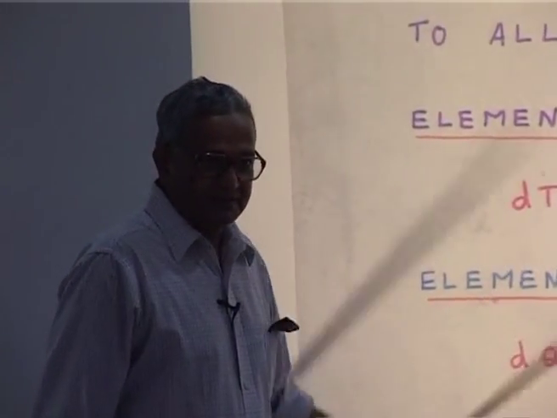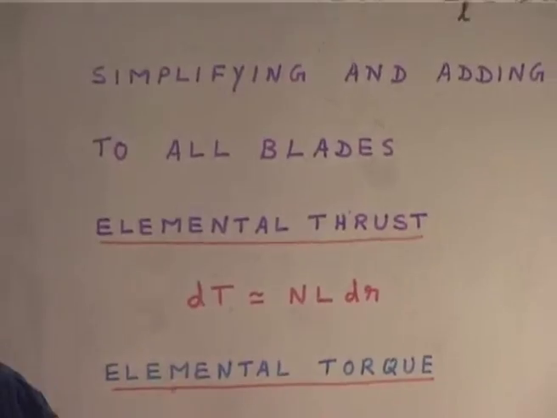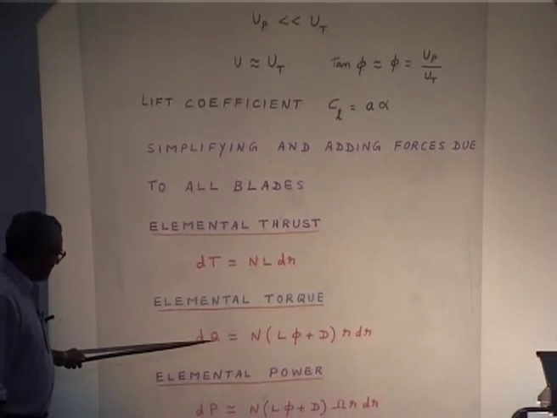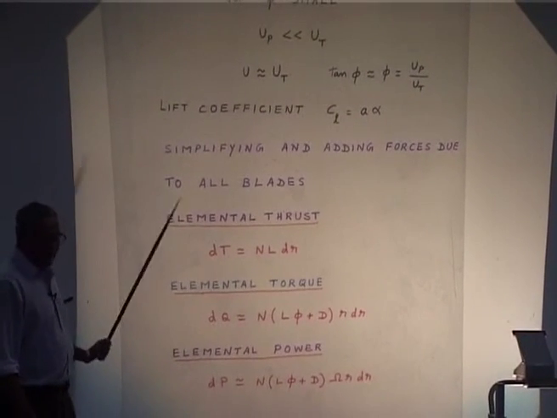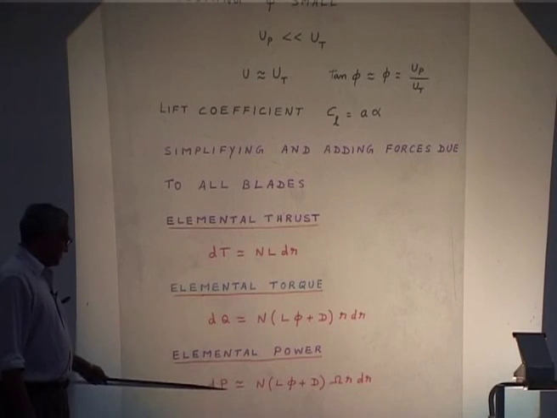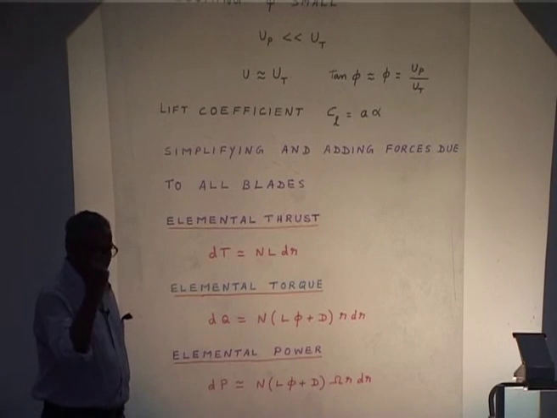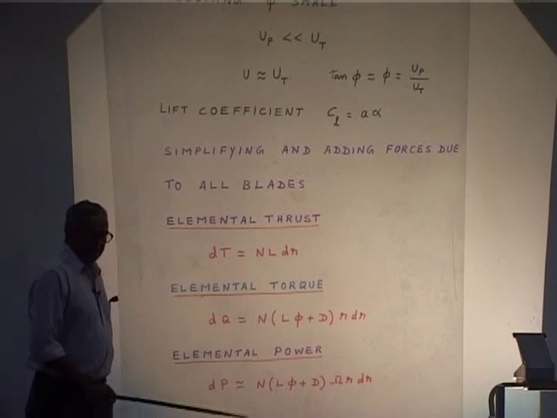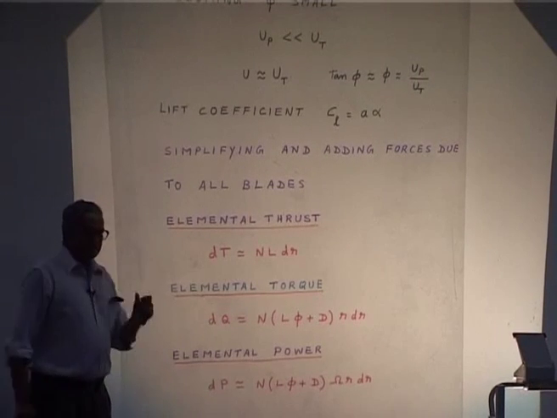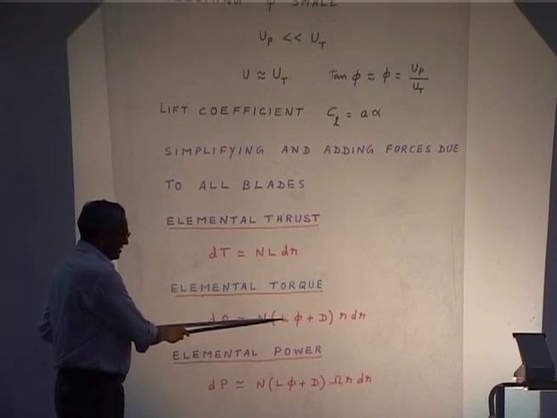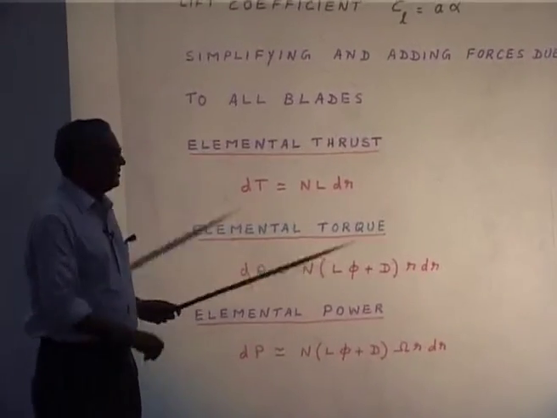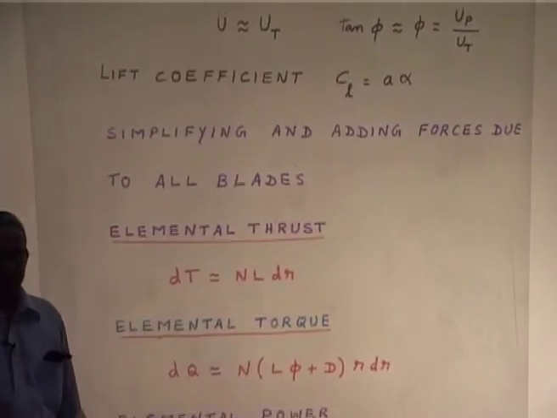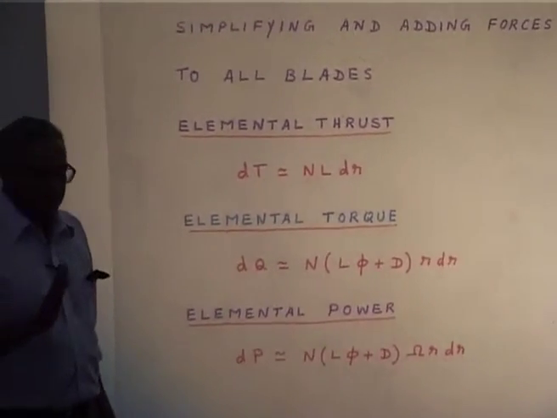Elemental thrust for linear twist and ideal twist. Today what we will do is we will look at these two expressions, that is the torque coefficient and the power related to the rotor. Now, we have made all the approximations, small angle assumption, and the elemental torque is number of blades, L into phi. Phi you know is the induced angle, and then D is the profile drag coefficient.